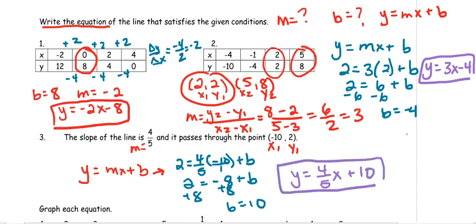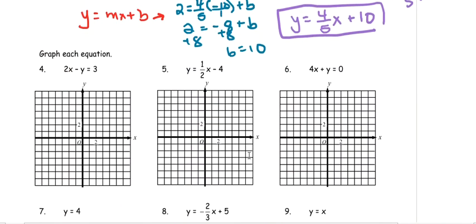Point slope can be a little ugly because on the right side of the equation, you're going to have something that looks like this. And you're going to have to distribute that. It's not that it's terrible. It's again, a personal preference, whatever you need to do.